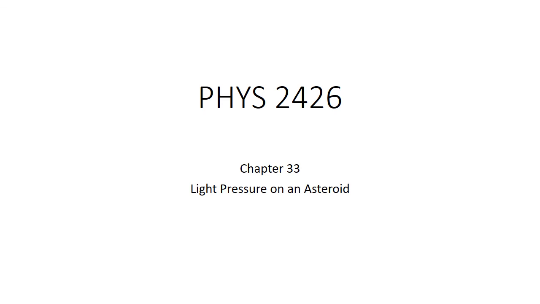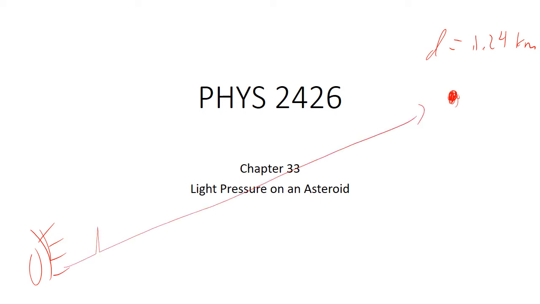So for our example of the effect of light pressure, let's consider an asteroid. We've got the sun shining here, and we've got an asteroid out here. Let's say, to make the math easy, the asteroid is perfectly circular and has a diameter of 1.24 kilometers.